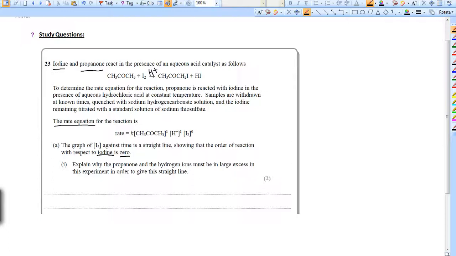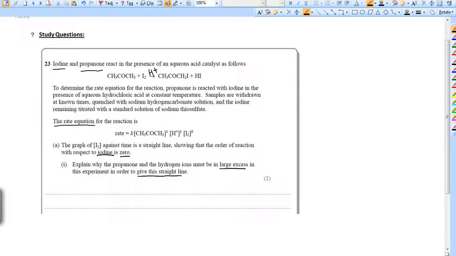So let us see what this question asks. Explain why the propanone and the hydrogen ions must be in large excess in this experiment in order to give a straight line. So what we are doing is, in fact, taking hydrogen ions and propanone in large excess.